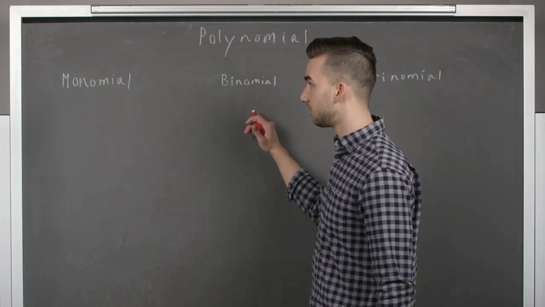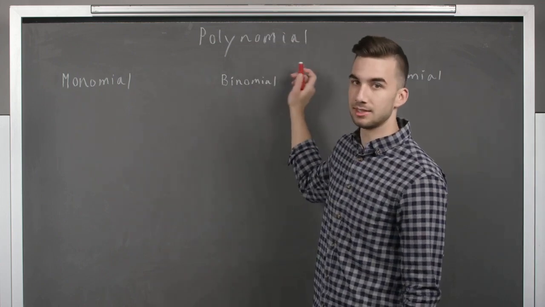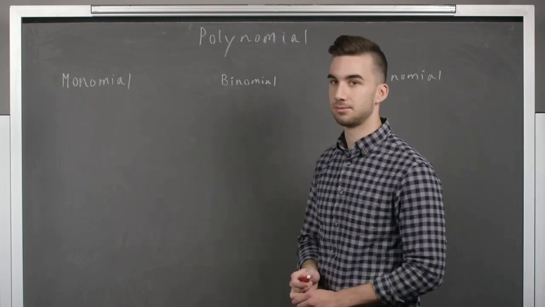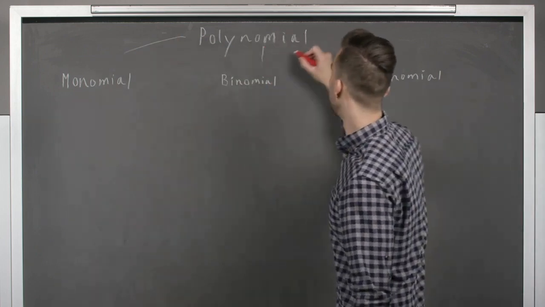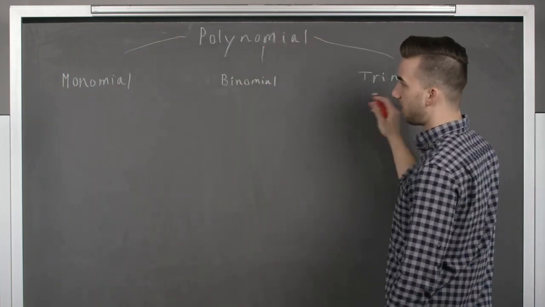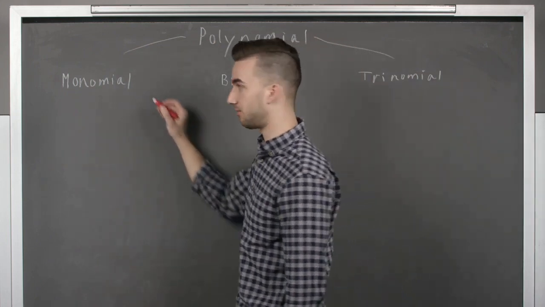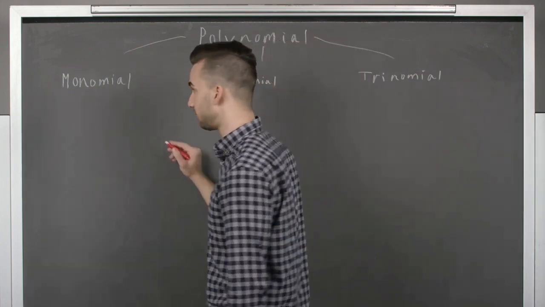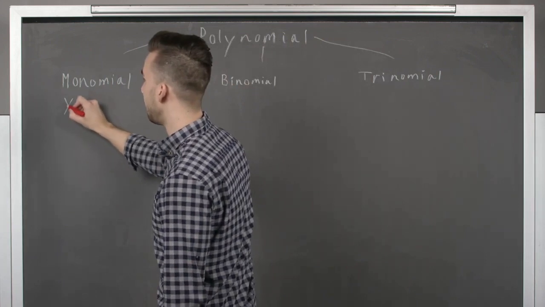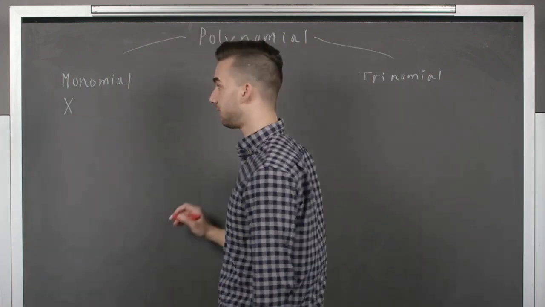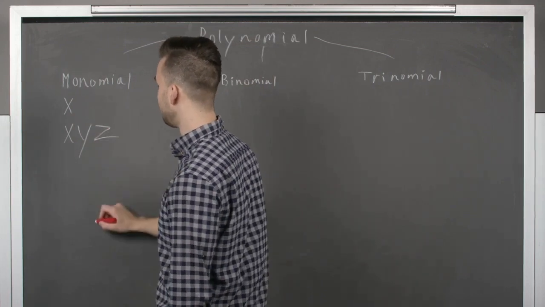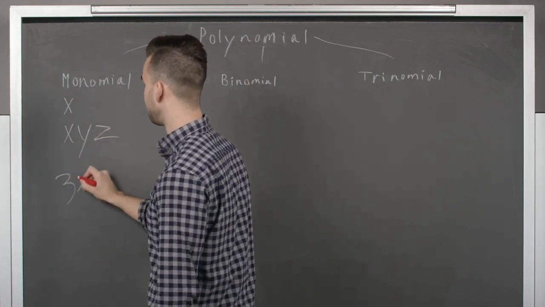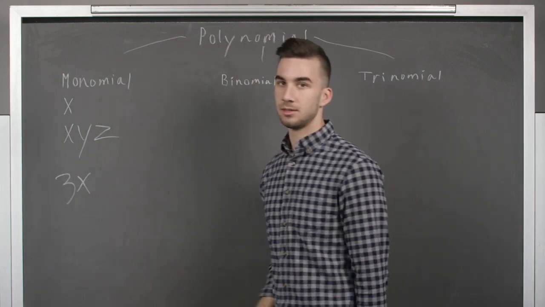expressions. So a polynomial is a word for any expression, and it includes these three definitions. But a monomial is an expression with one term. So examples would be just x. X would be an example. Any one term you could think of. That's all monomials.